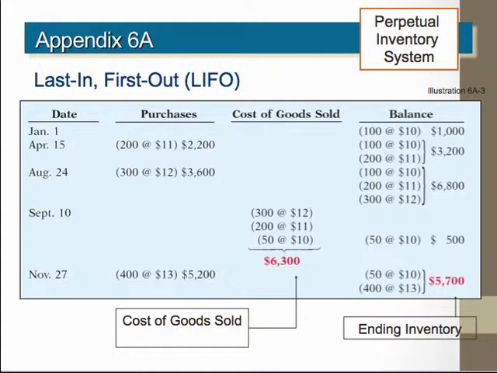Now let's take a minute to look at this. If we had been doing LIFO using the periodic system, we would not have started with the $12 items. We actually would have waited until the end of December and used the November 27th transactions as the beginning of our calculation of cost of goods sold. So because we're using perpetual inventory, we are actually taking the cost from what's available at the time of sale, not at the end of the period.